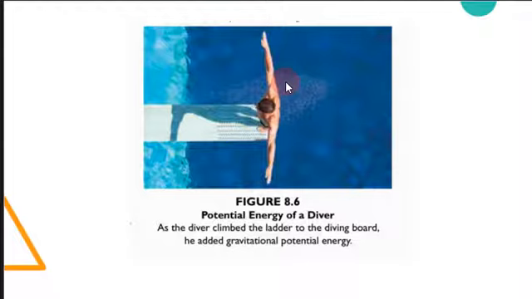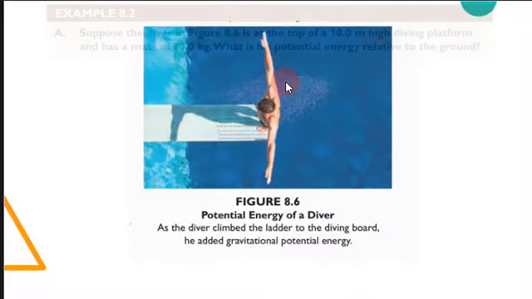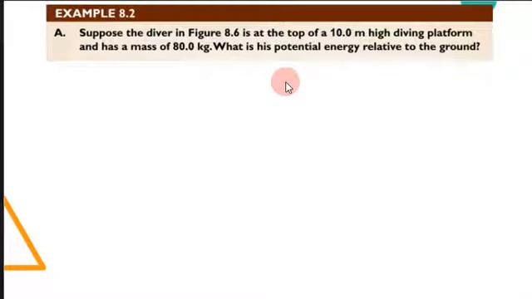So here we have a diver. This would be Summer Olympics, right? So the potential energy of a diver. The diver has climbed the ladder up to the diving board, and he has gravitational potential energy, right? So he's standing there and he's going to dive off. Suppose a diver is at the top of a 10-meter high diving platform and has a mass of 80 kilograms. What is his potential energy relative to the ground?